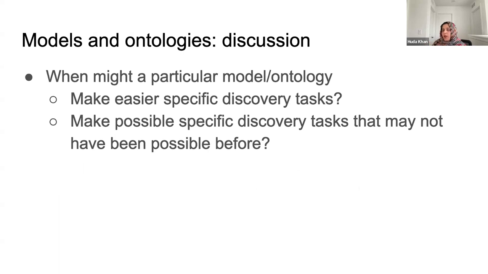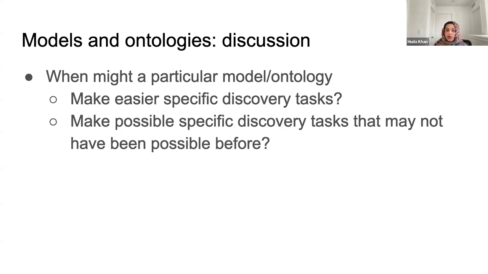So I think if we could spend maybe just 2 minutes, if you all could, whatever your favorite model or ontology is, or one that you really want to see in practice being used, can you think of ways where the use of that model or ontology is really making discovery tasks easier or making possible tasks that may not have been possible before? Now, I will tell you, this is a very difficult question because it is the question that we have been grappling with in one form or another ever since we started thinking about discovery and linked data.